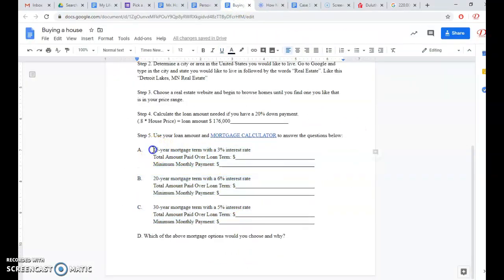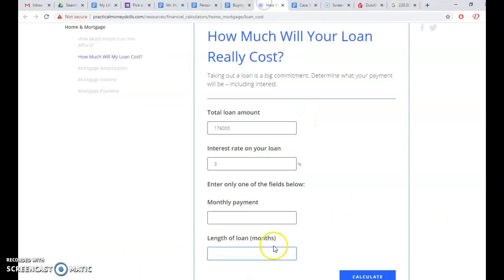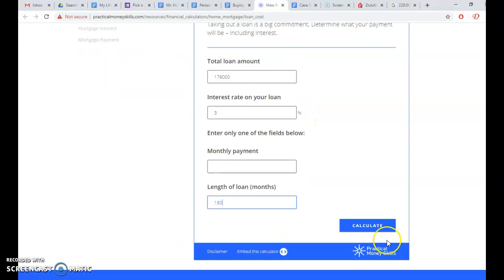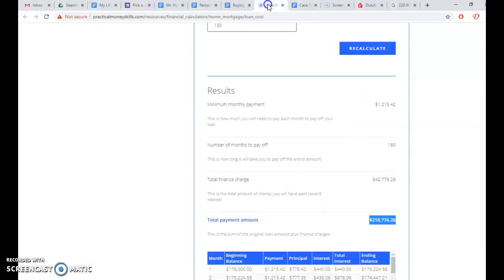So how many months is a 15-year mortgage going to be? I can do that by just simply going 12, right? Because there's 12 months in a year times 15 years. It's 180 months, right? So I put in 180 months. I click calculate. Bam, it's got it for me.